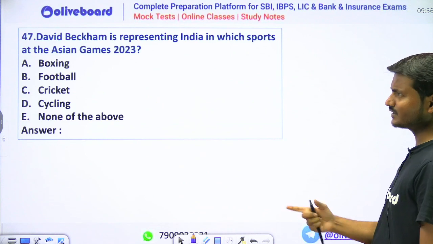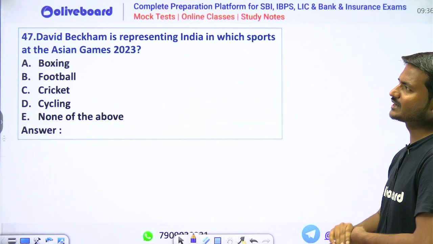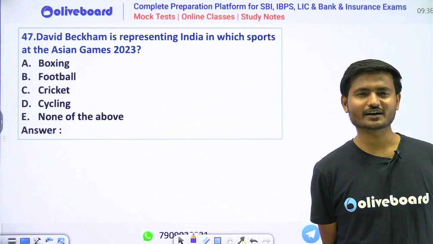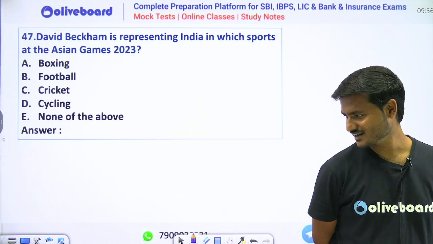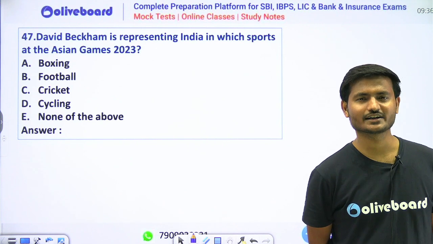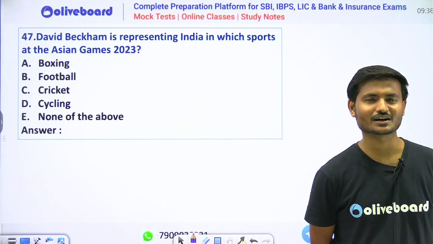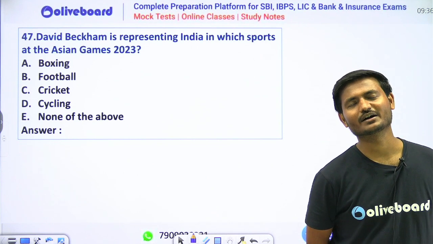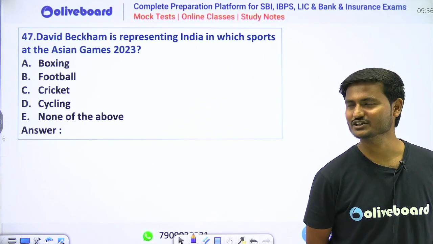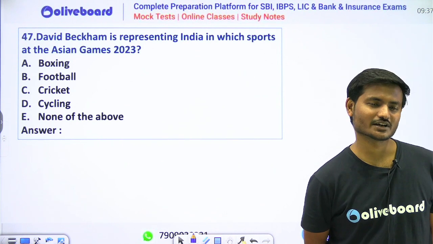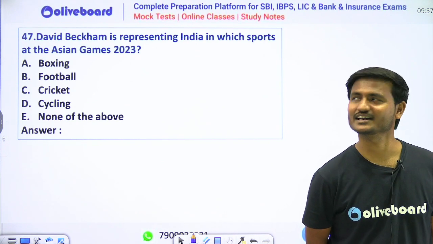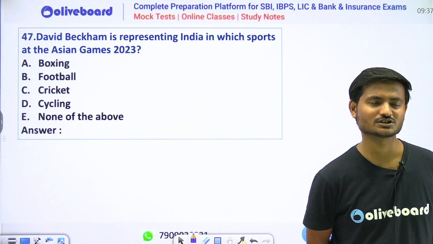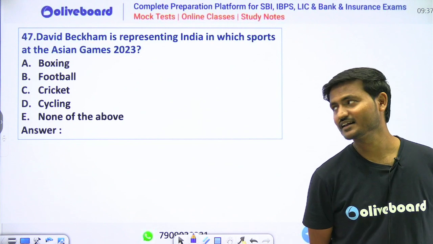Now next question. David Beckham is representing India in which sports at the Asian Games 2023? Do not get confused, students. This year at the Asian Games 2023, David Beckham and Ronaldinho are representing India, but they are not the real footballers. It is just a duplicate name; the names are the same but the persons are different. They will be representing India in which sports? Boxing, football, cricket, cycling, and none of the above.